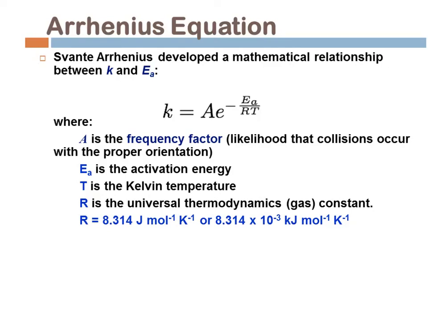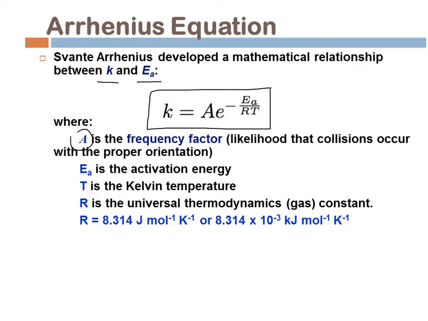The Arrhenius equation is basically a mathematical relationship that relates the rate constant K to the activation energy, which is Ea. The Arrhenius equation is given as K equals A times e to the power of negative Ea over RT.